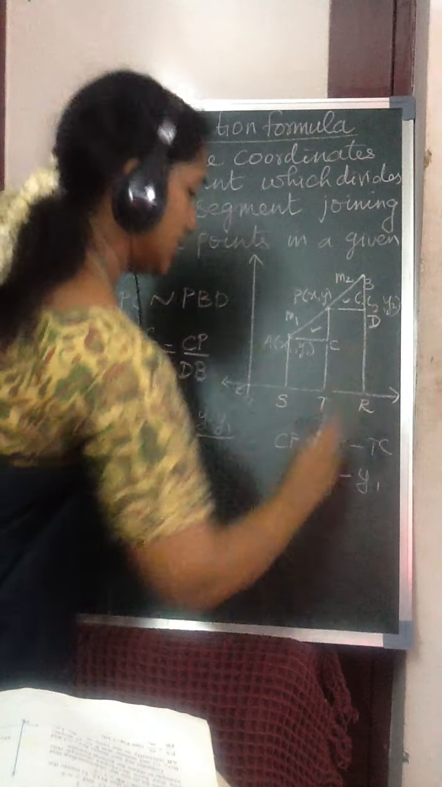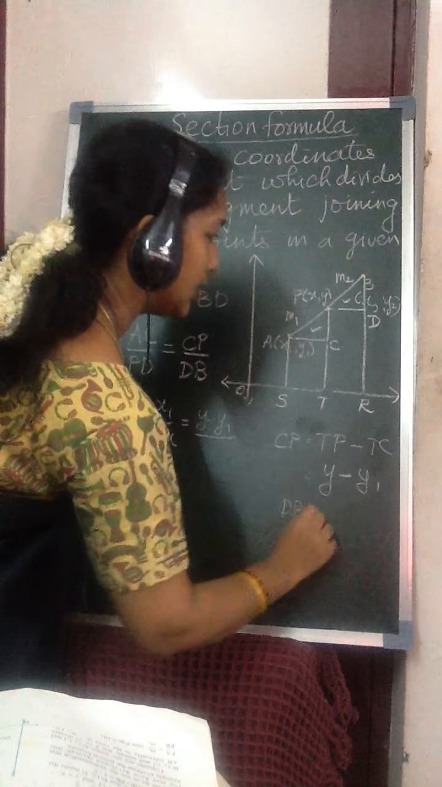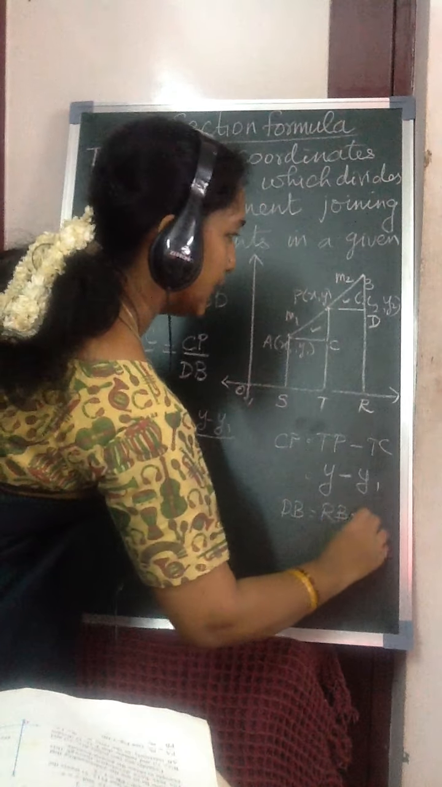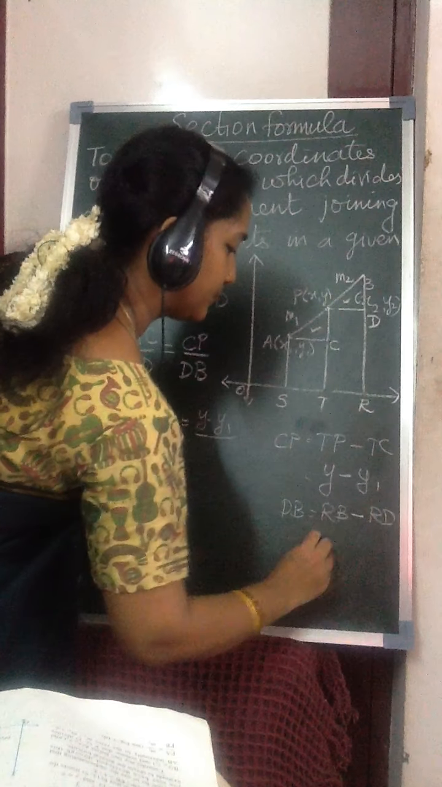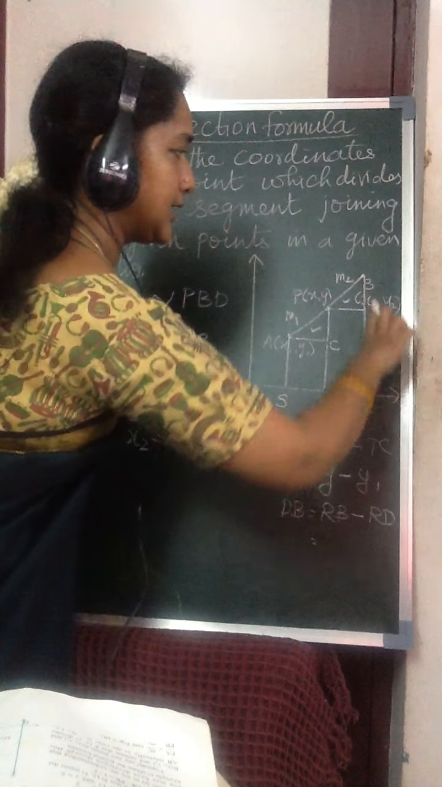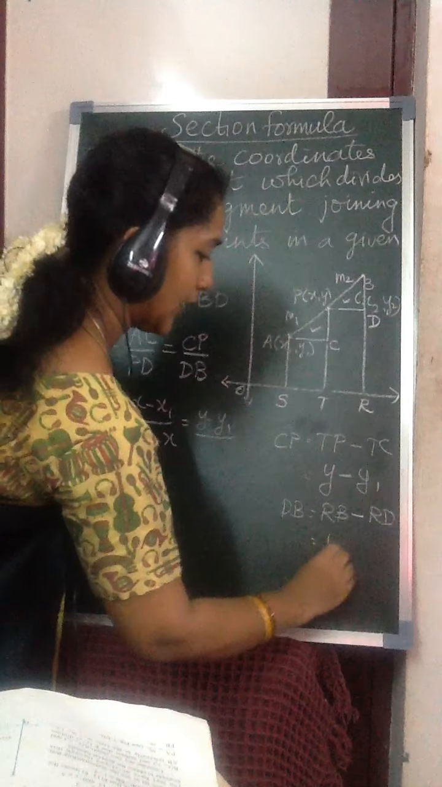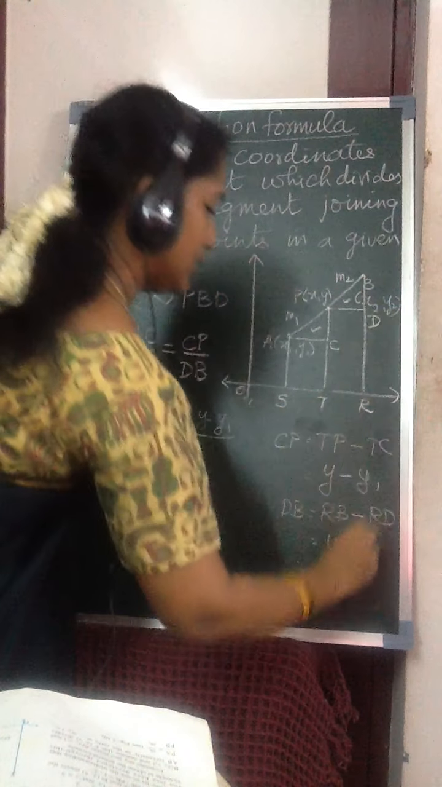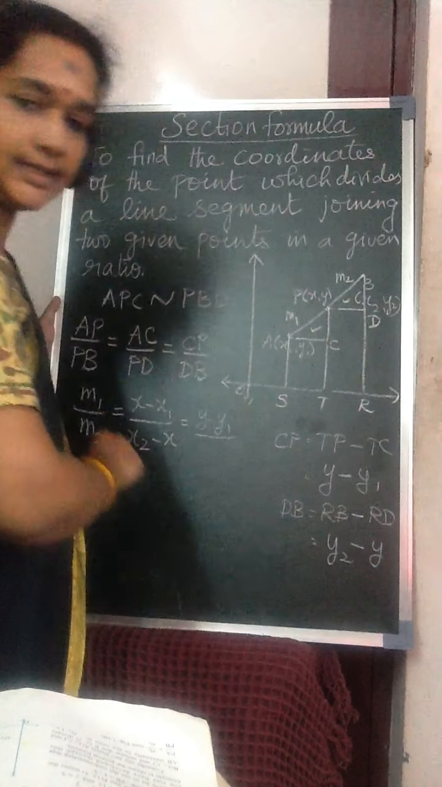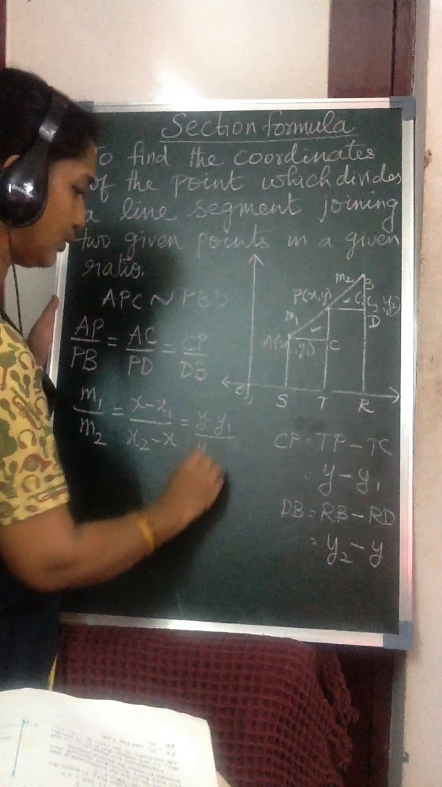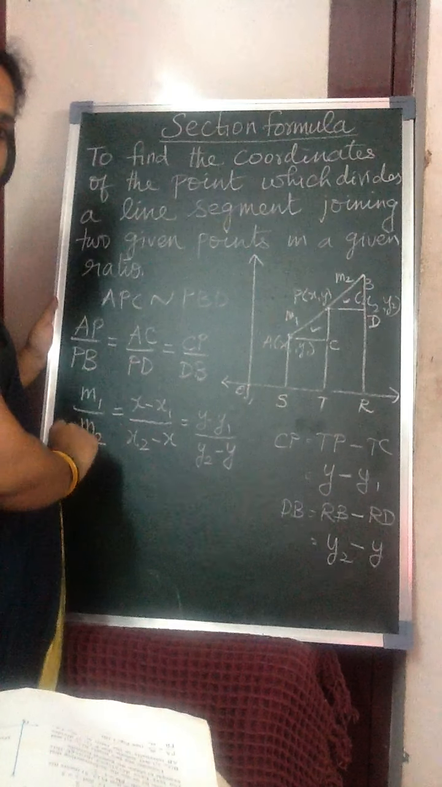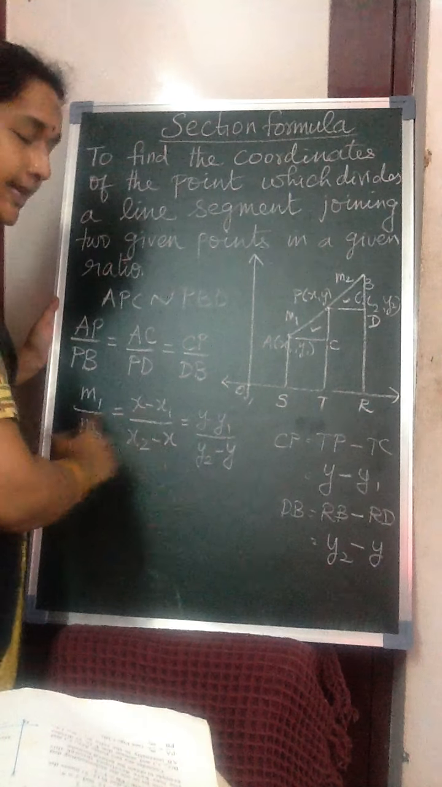DB is this one. So DB is equal to RB minus RD. What is the length of RB? Y2, minus RD. RD length is Y. Y2 minus Y. So substitute that here: Y2 minus Y. So all these three ratios are equal.